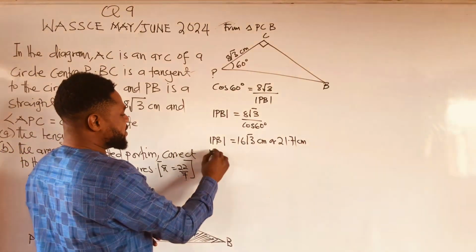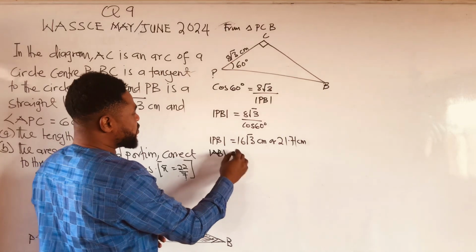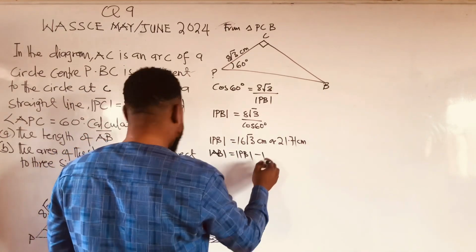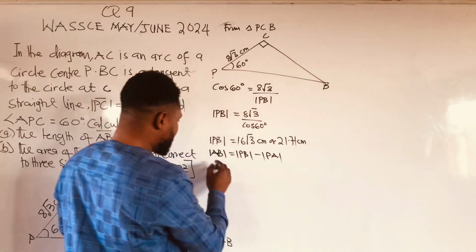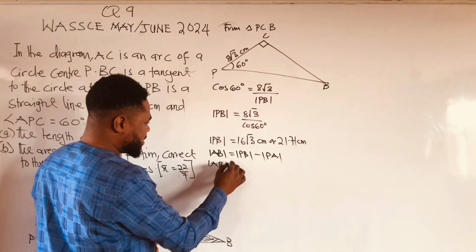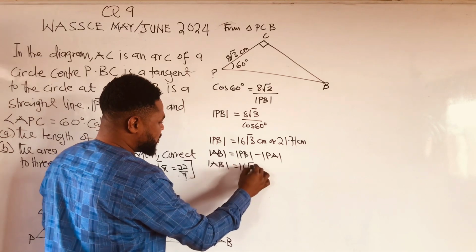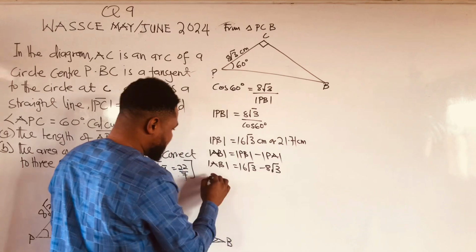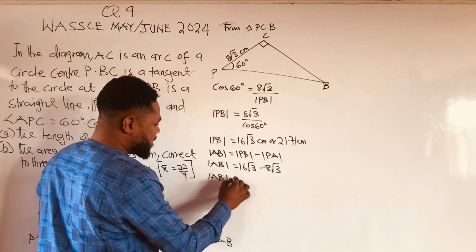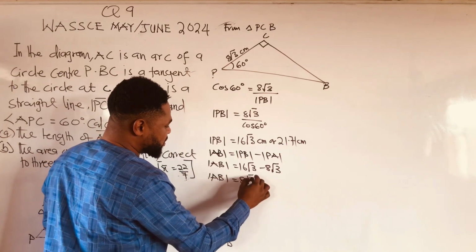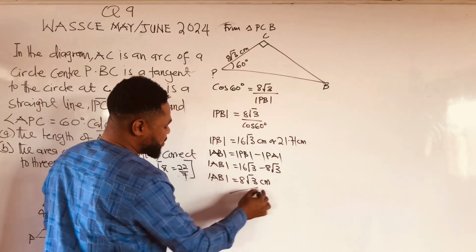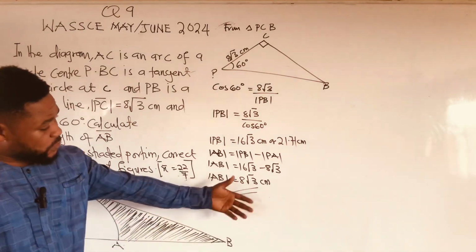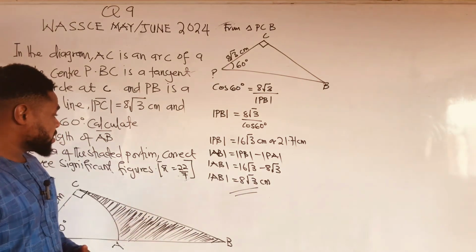Now that we know PB, we can now find our AB, all right? So we can say that AB is equal to our PB minus our PA. So we can have this as 16√3 minus 8√3. So our AB is going to be 8√3 centimeters. So this is how we can get our AB. We can also leave it in decimal place, which is correct.